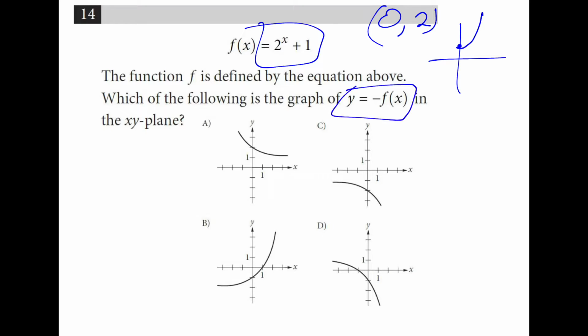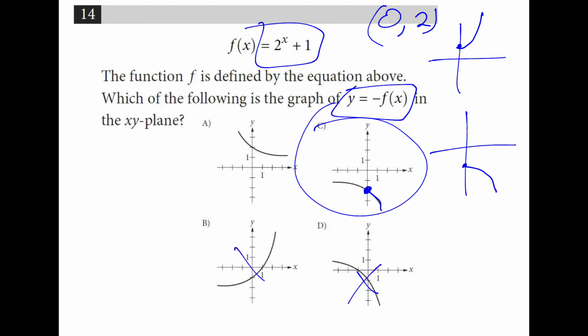We are taking the negative version of this same function. So we'll start at negative 2, and we'll go down. So C meets both of those criteria. It starts at negative 2, and it goes down. This one has the wrong intercept. This one's going the wrong direction, the wrong intercept.